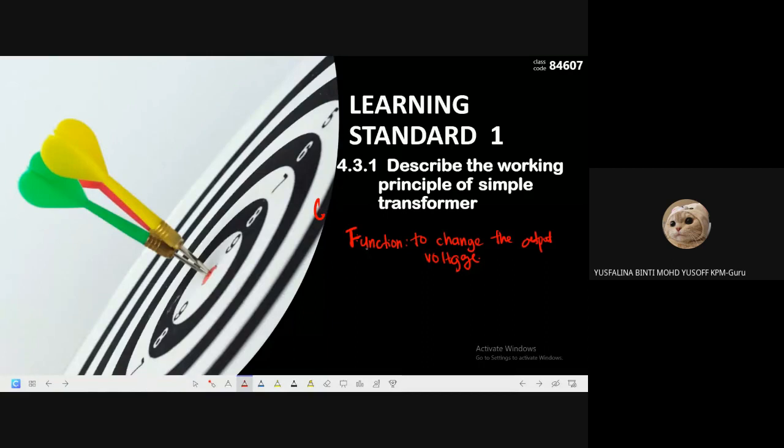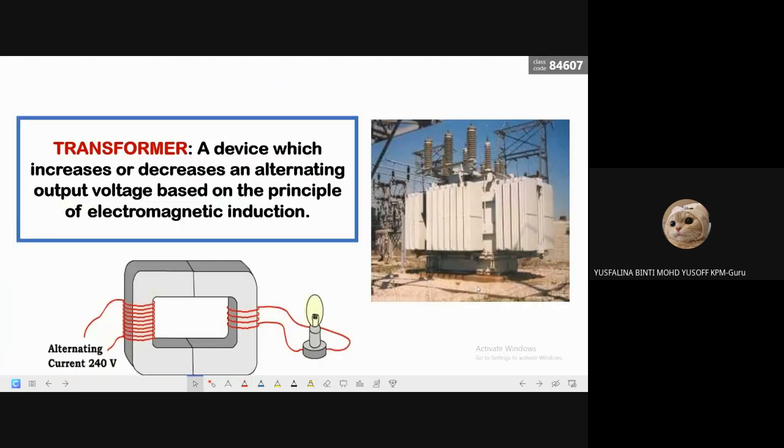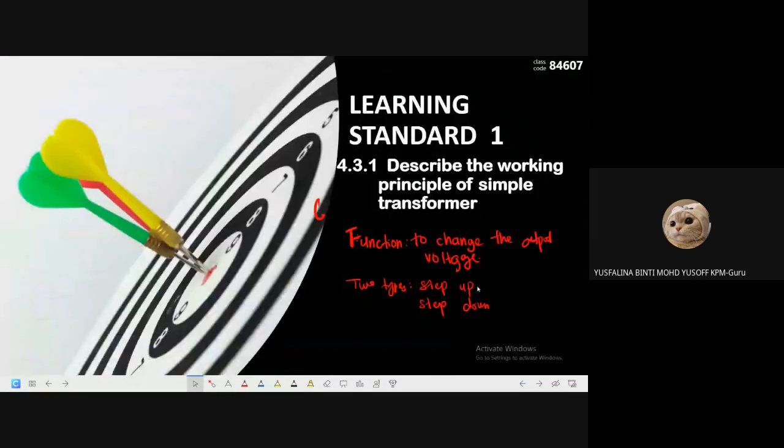So there are two types. The first one is the step up transformer, and another one is the step down. A step up transformer is used to increase the voltage. Say the input voltage is 20 volt, and you want to use 240 volt, so you need to increase the voltage by using the step up transformer. And we have the step down to decrease the voltage.